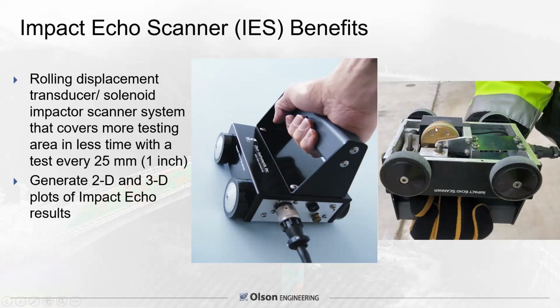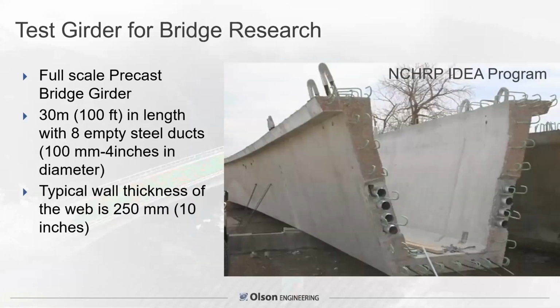That wheel is spring loaded, and there are sensors, piezo ceramics, every 1 inch around the perimeter of this wheel. There's the spring mechanism. As you push it on there, it's timed so that when the sensor is in contact with the concrete, the impactor strikes the surface as a solenoid. This basic principle is similar to the handheld unit you saw earlier, but it's not rolling.